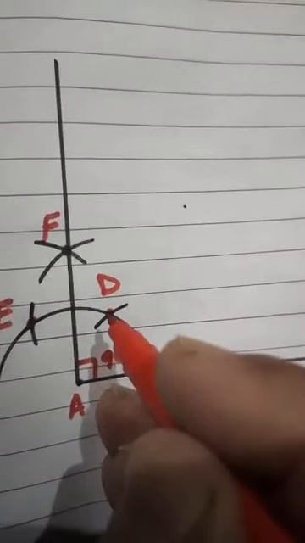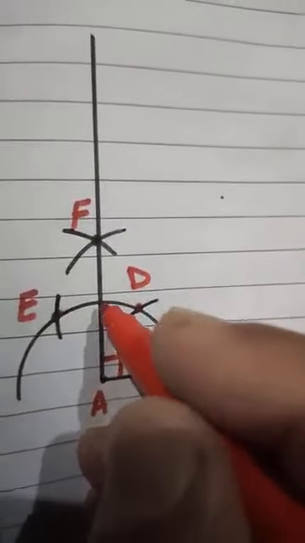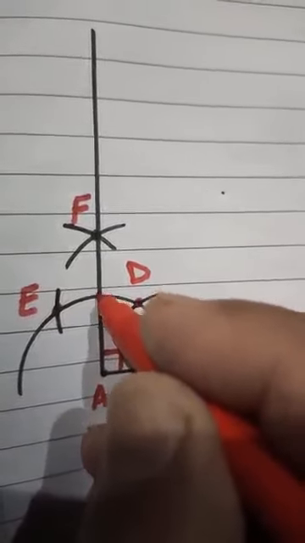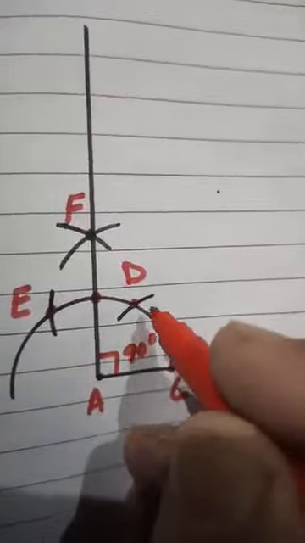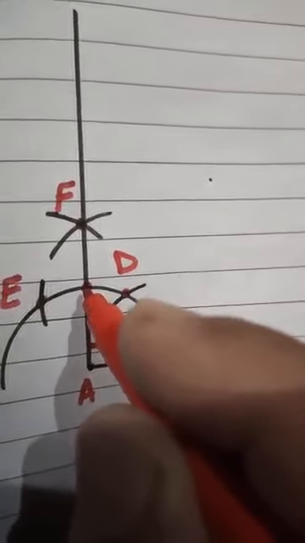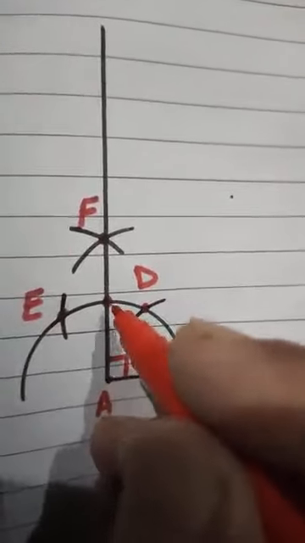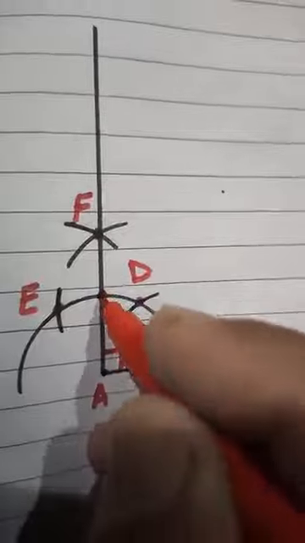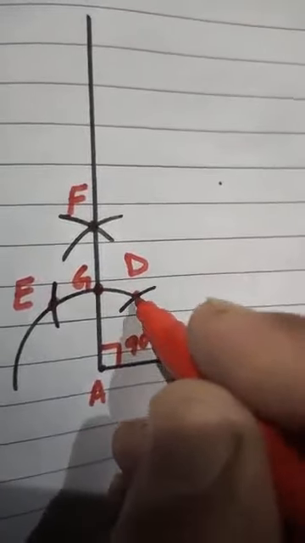And between 60 and 90, I'm going to mark a point here. So this point represents 60 degree, and this point represents 90 degree, and in between them is 75 degree. So I am going to mark a point here and name it, after F it comes G. So this point will be G. Point D represents 60 degree, and point G represents 90 degree.